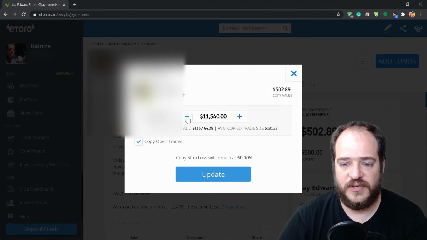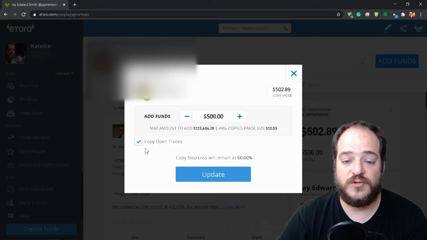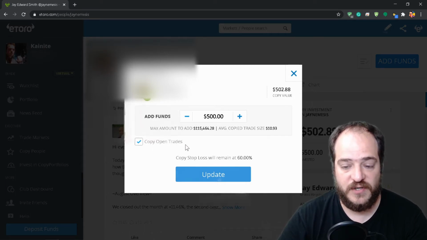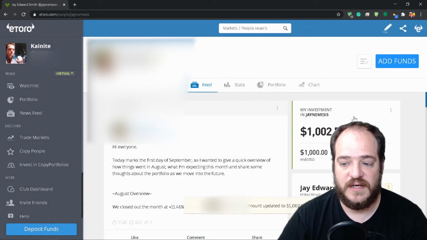Now I'm going to add more, for example 500 funds, and I'm going to copy only the open trades, meaning that I'm not going to copy any other trades that he already has. We should always use copy open trades, otherwise we may lose money. So let's click update, and now I'm copying this guy with $500 more.